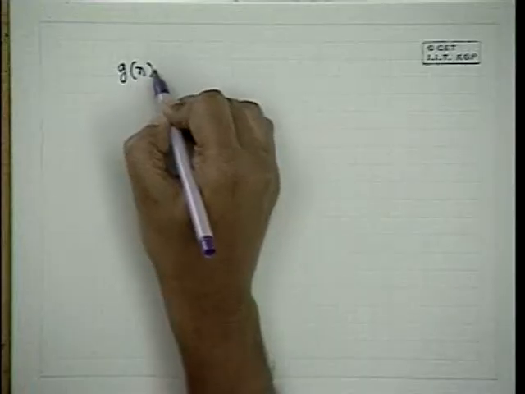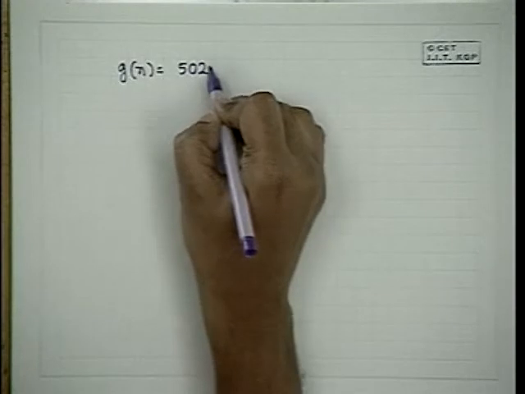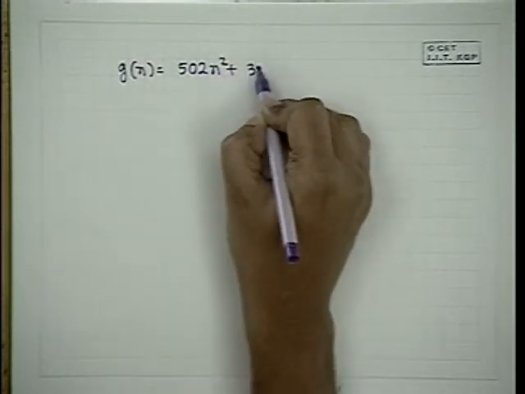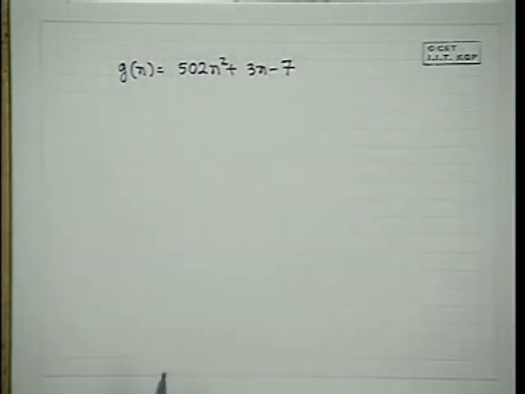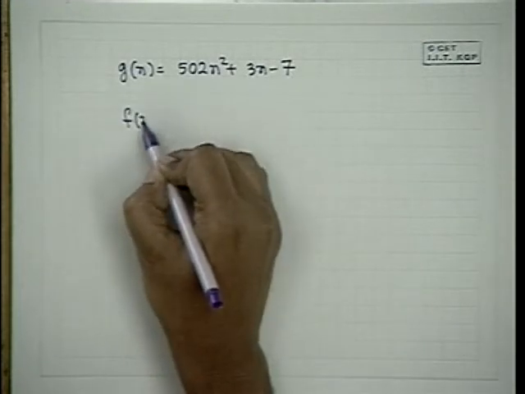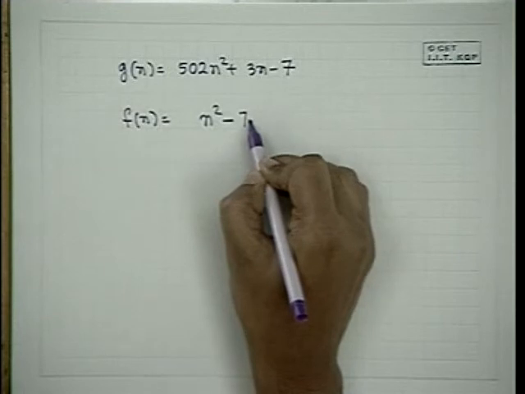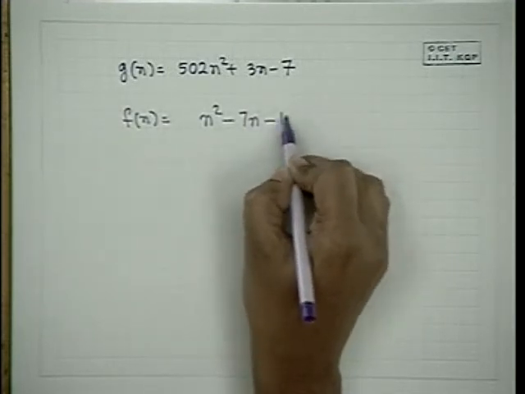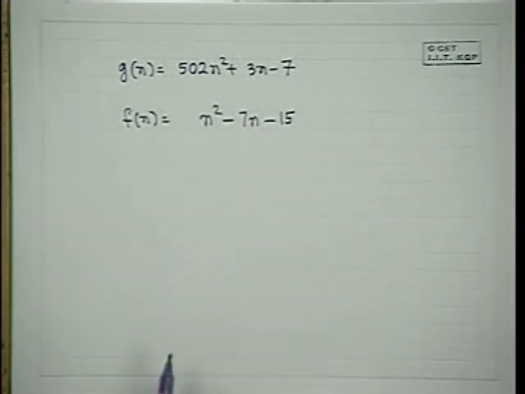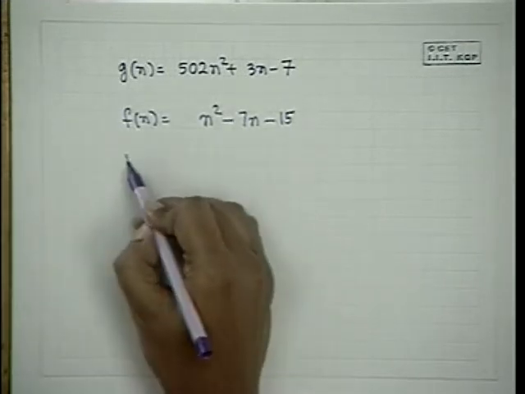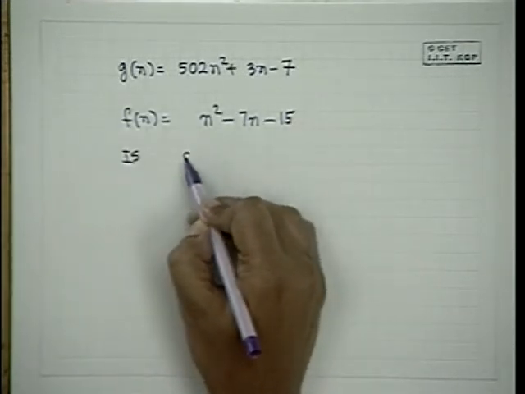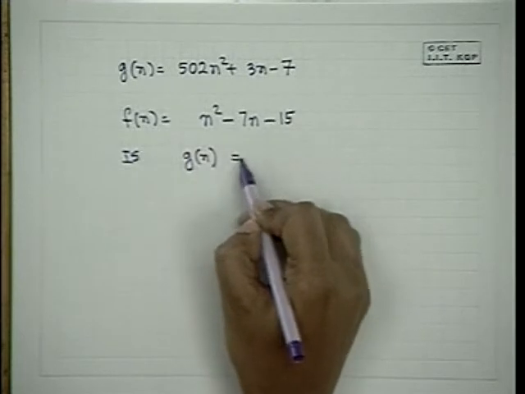Finally, suppose G(n) is equal to 502 n square plus 3n minus 7, and F(n) is equal to n square minus 7n minus 15. Is G(n) upper bounded by F(n)?